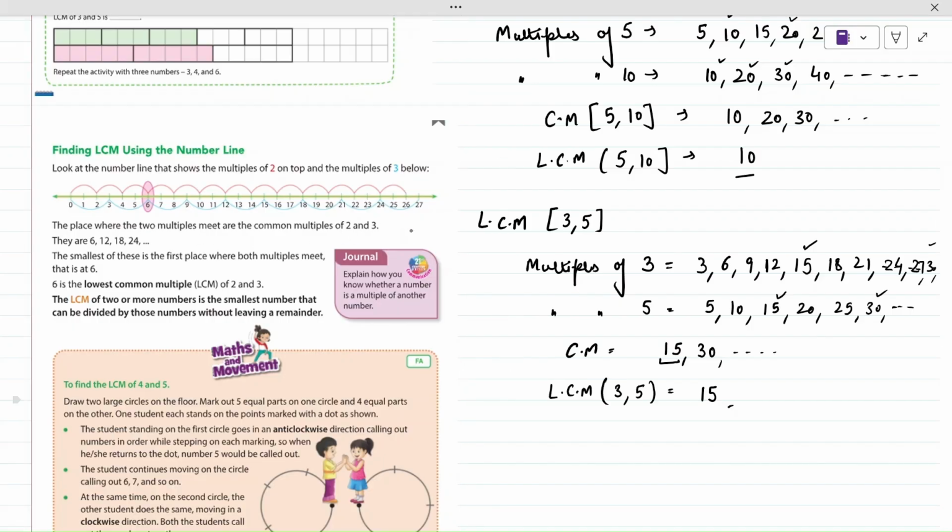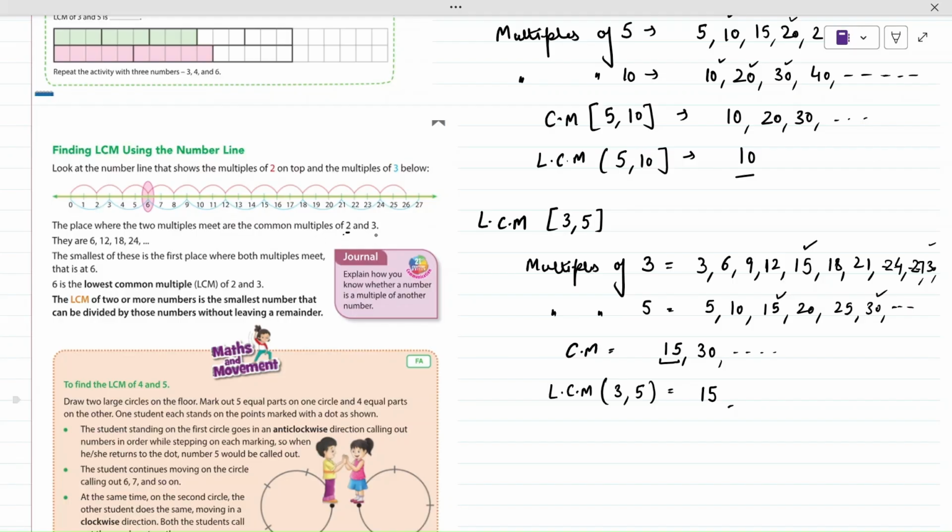So kids, the method is, on the number line, let us first mark the multiples of 2, which they have already done with a pink line. So this is 2, then 4, 6, 8, 10, 12, 14. All the numbers where this pink line is landing are the multiples of 2.